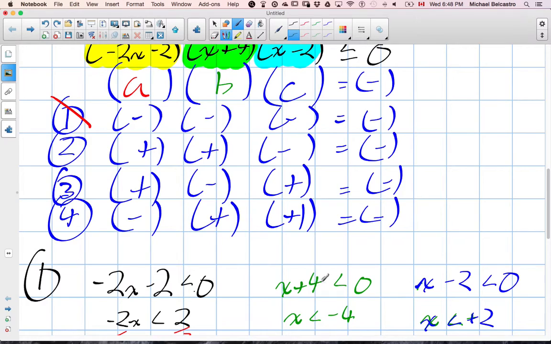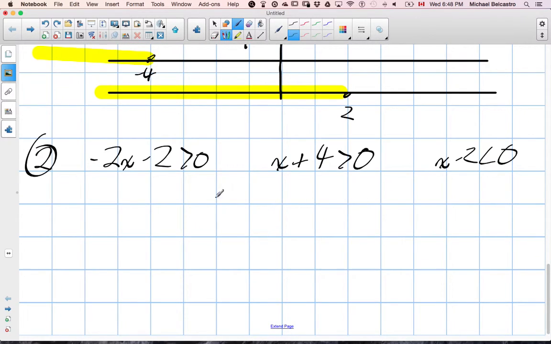X minus 2, x plus 4. Good. Okay, same scenario, solve for x. So in this one, we bring it over. We get negative x greater than 2. Divide by a negative, so it flips sides. Negative 1. Here we get x is greater than negative 4. And here we get x is less than 2.